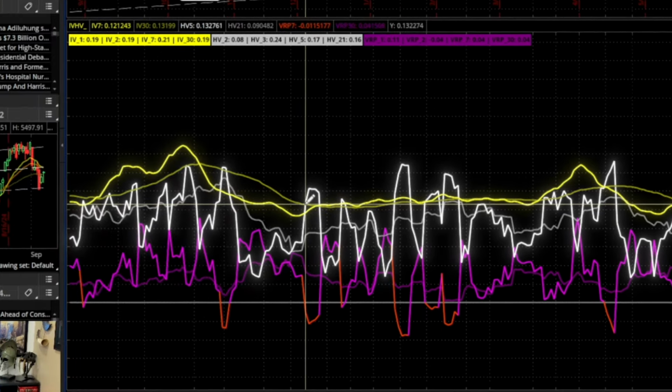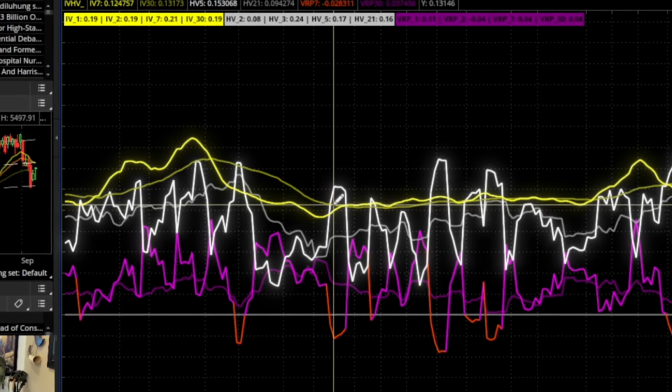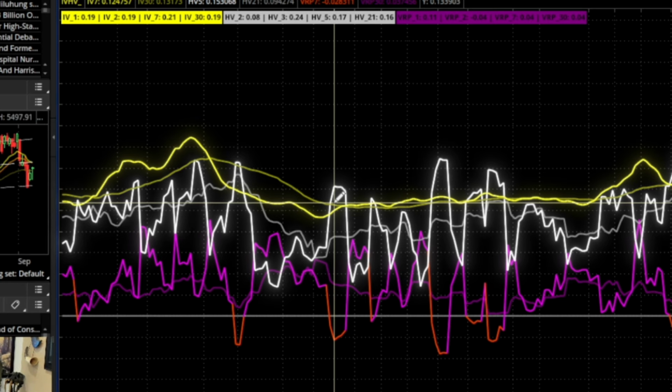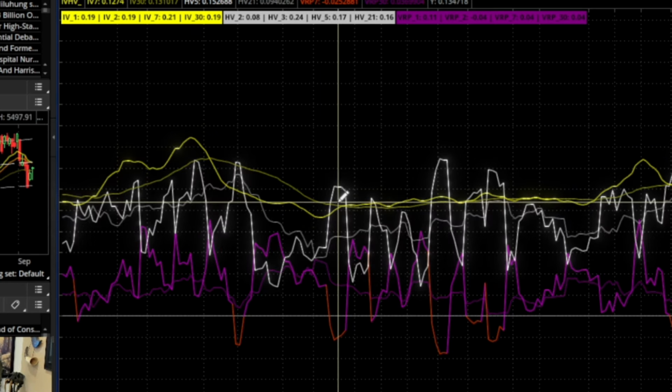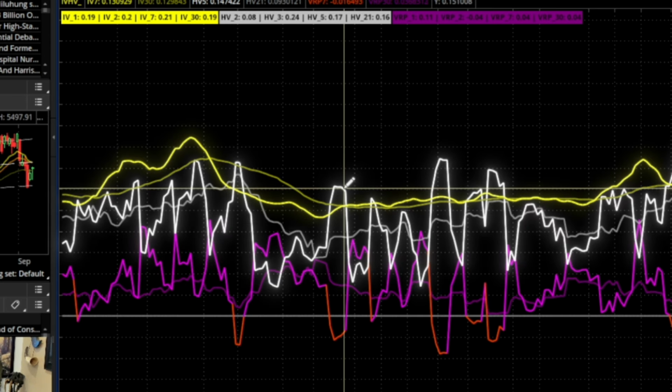So for example, in this case, December 20th, it was still okay with slight VRP. Then on the 21st, we actually turn negative. Then if we go to the 22nd, we're still negative. If we go to the 26th, we're negative. Go to the 27th, we're coming back to break even.